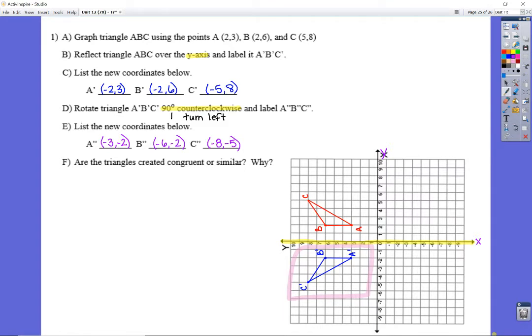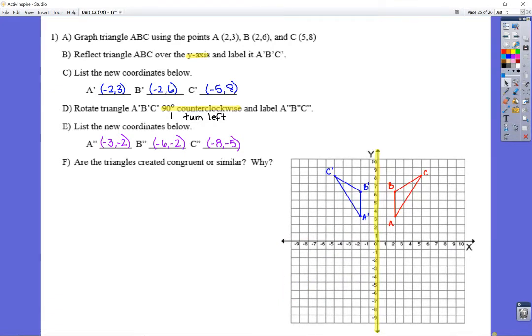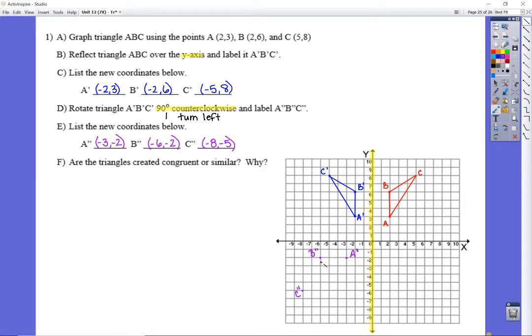Once you have those coordinates written down, we're going to rotate our paper back to its original orientation and graph those coordinates. Now that we have our paper rotated back, we're going to graph the coordinates (-3, -2). That's A double prime. (-6, -2). That's B double prime. And (-8, -5), which is C double prime. And we're going to connect the vertices with a straight edge.